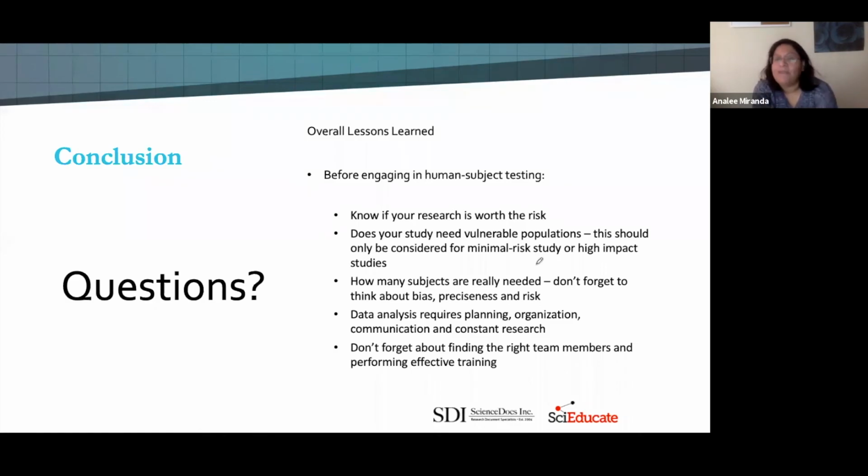And in mine, I was able to convince my IRB that it was a high impact study. And it was able to be successful. We were just given the patent recently. How many subjects are really needed? Don't forget to think about bias, preciseness, and risk. Data analysis requires planning, organization, communication, and constant research. Don't forget about finding the right team members and performing effective training.